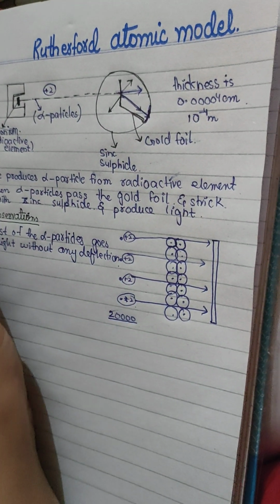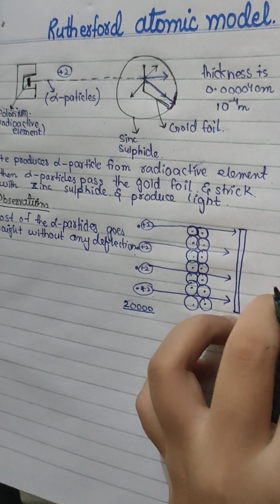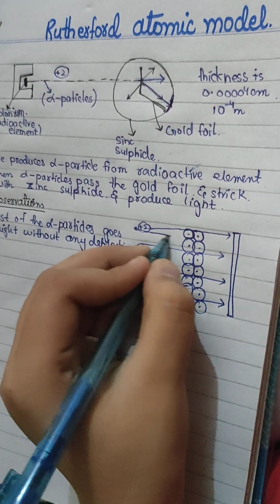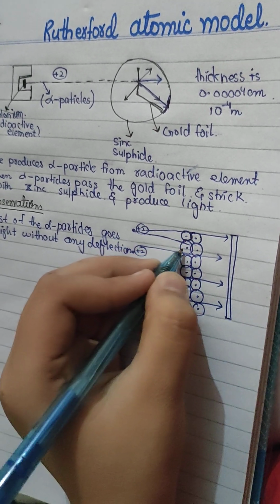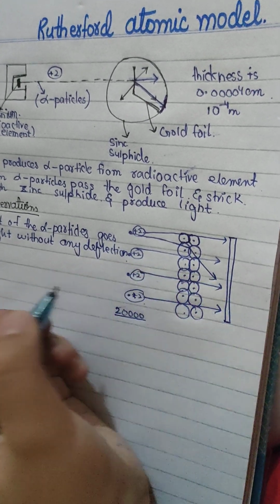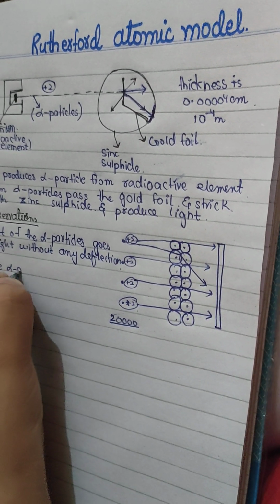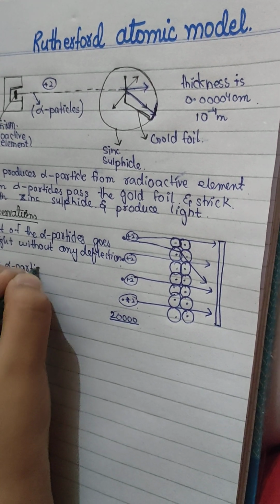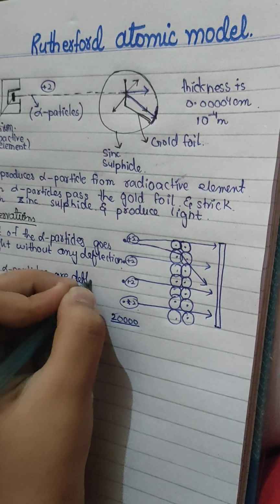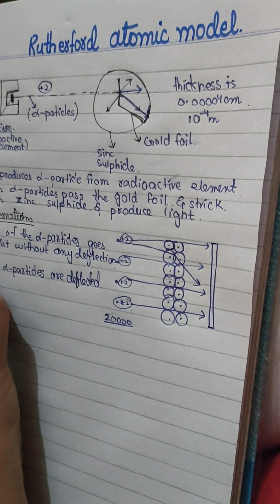After that, another point he said is that some alpha particles are deflected at some angles. When the alpha particles passed near the nucleus, those alpha particles deflect. So he said some alpha particles are deflected at some angle.